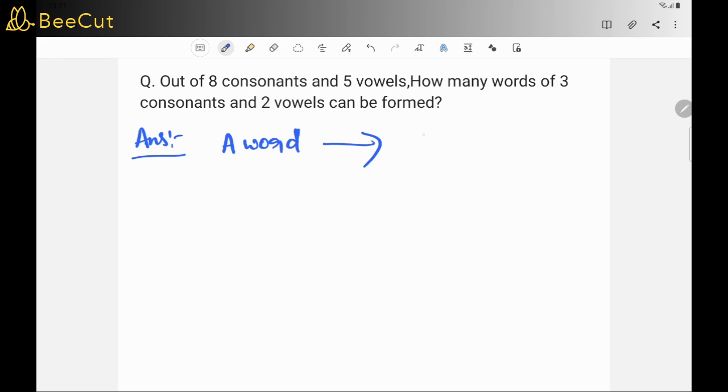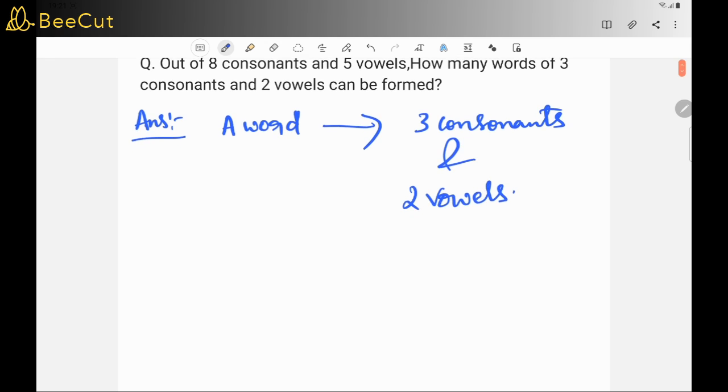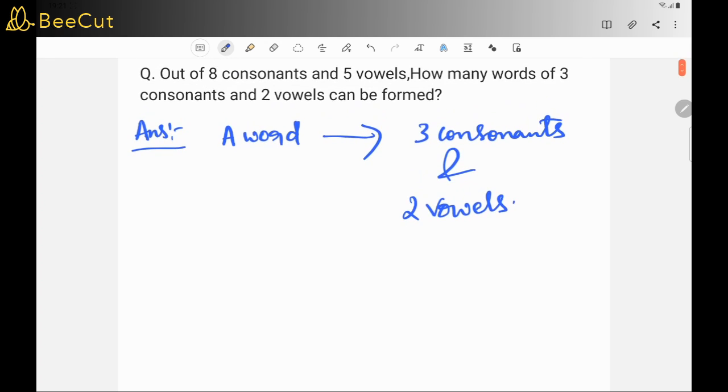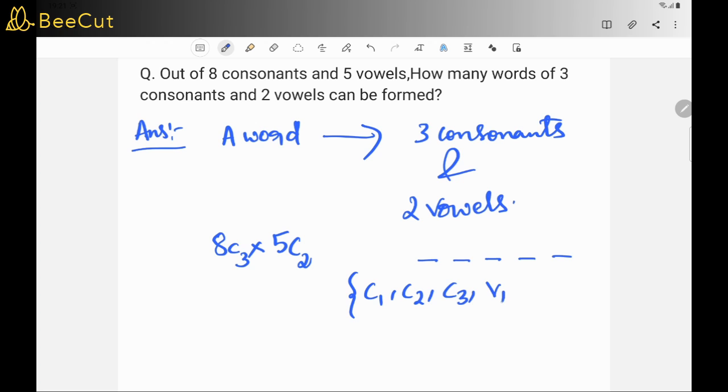So a word needs to be formed that must have 3 consonants and 2 vowels. So the first step I'll do is, out of 8 consonants I will select any 3 consonants, and the second step is, out of 5 vowels I will select any 2 vowels. Now assume that I have selected these consonants: consonant 1, consonant 2, consonant 3, and vowel 1 and vowel 2.